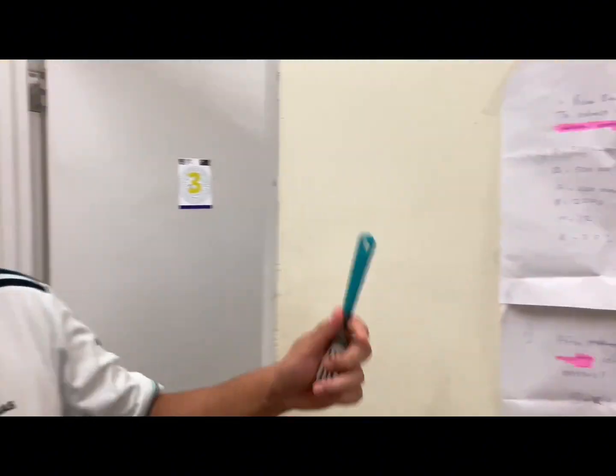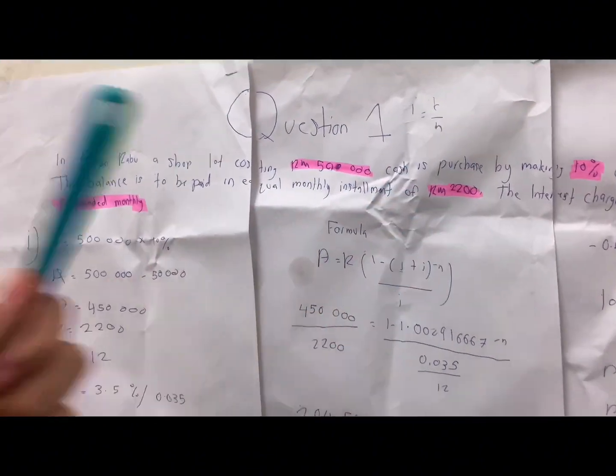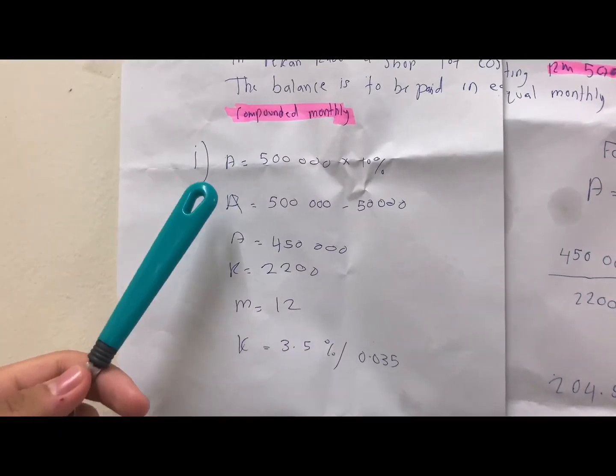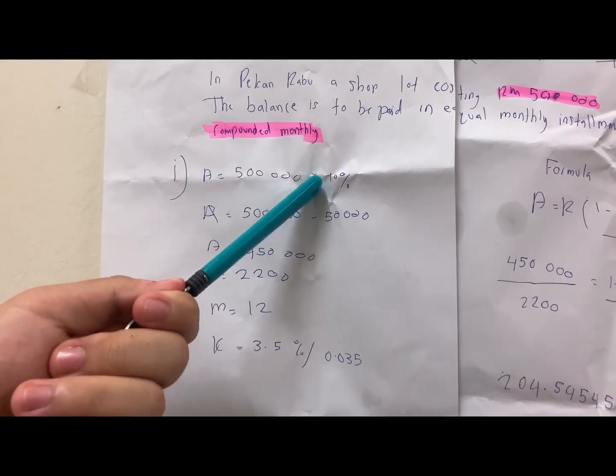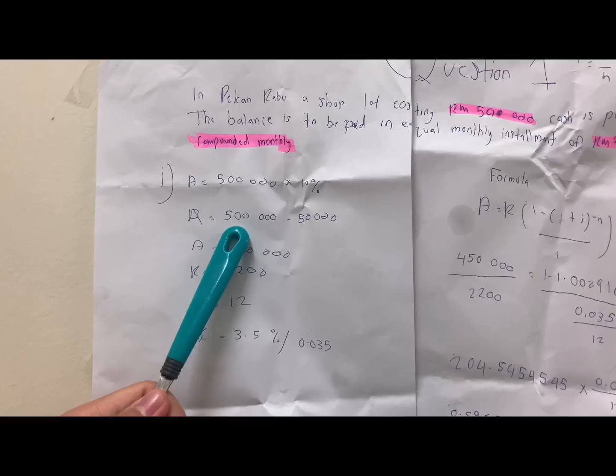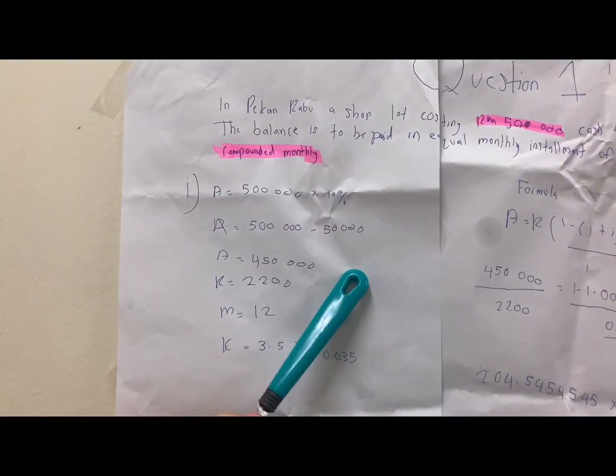Question 1, set 1. So here is the question and here is the answer that I made. Okay, first of all, we need to find the A. A is 500,000, but is it 500,000? No, because we need to times 10%. Why? Because we make a down payment, 10% down payment. So A is equal to 500,000, 10% of 500,000 is 50,000.